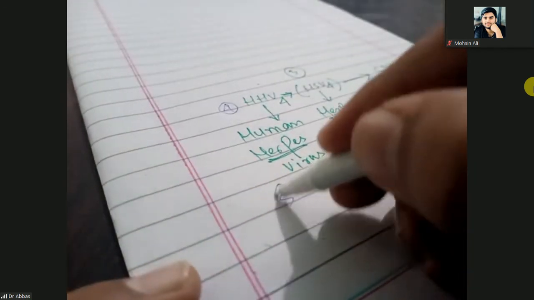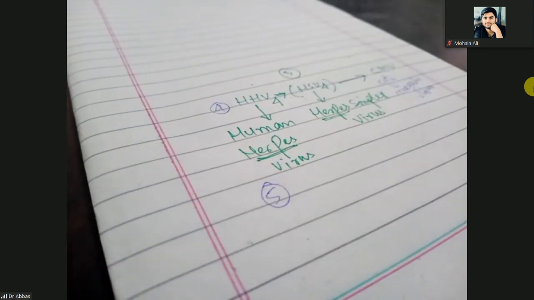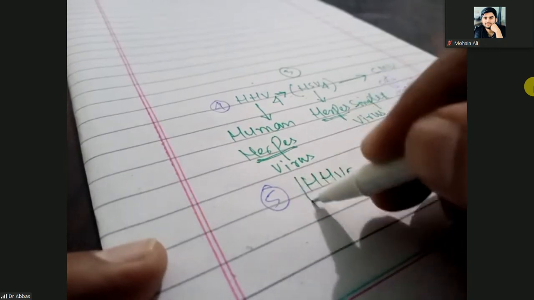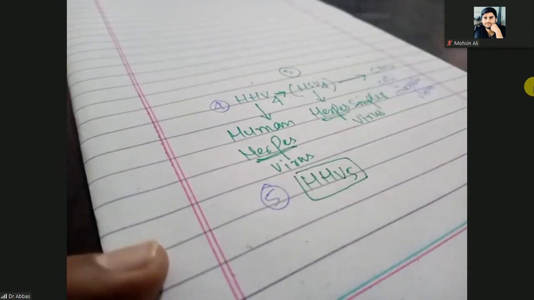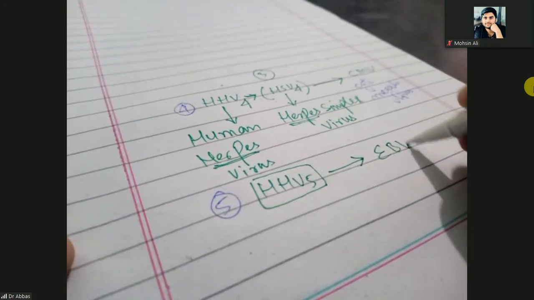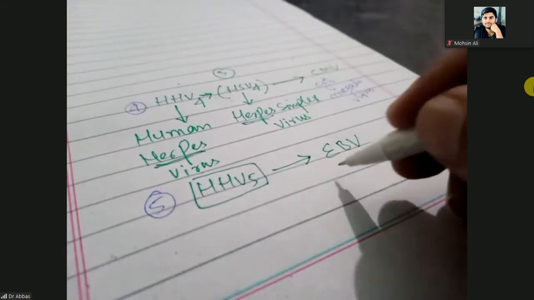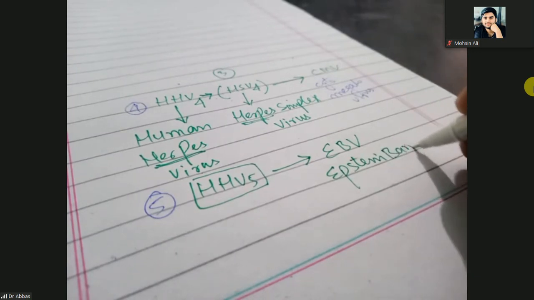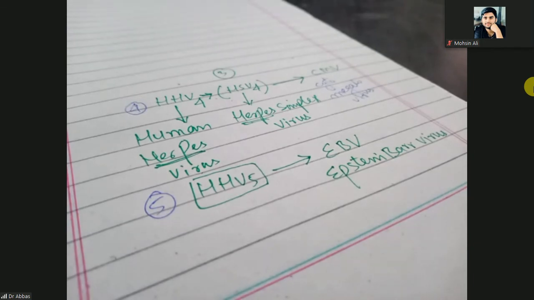And the fifth category of herpes viruses is HHV5, same as HSV5, human herpes virus 5. It is nothing but the EBV, Epstein-Barr virus, and that causes the kissing disease, glandular fever. Okay, we will discuss in detail.